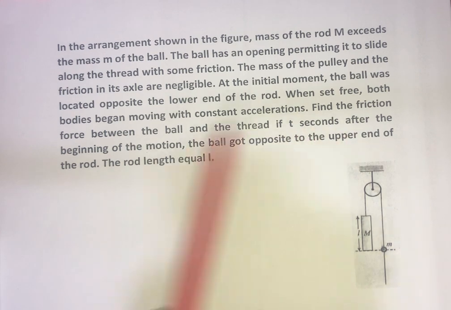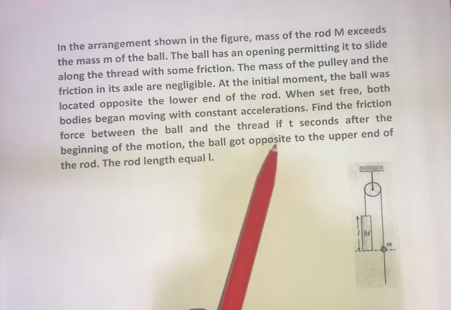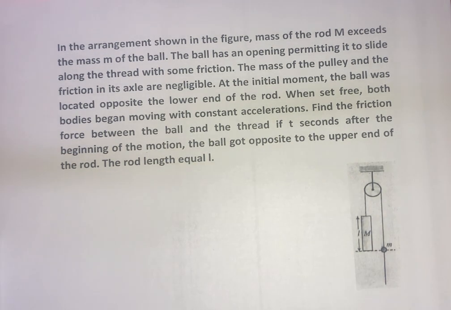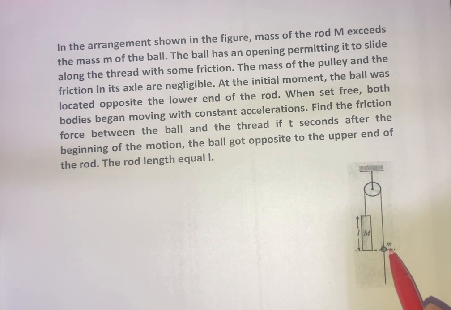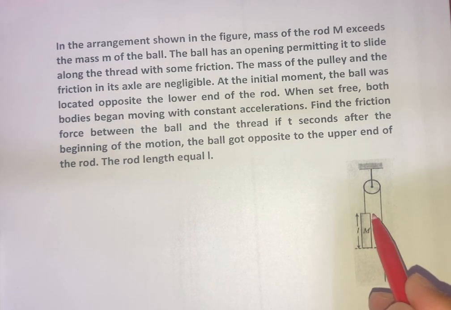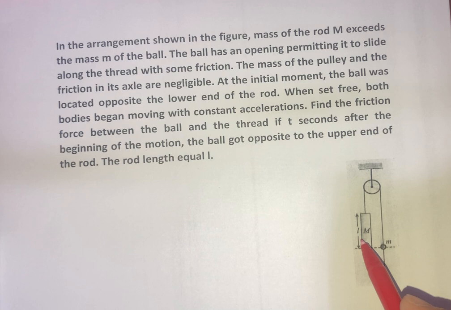If t seconds after the beginning of the motion, the ball got opposite to the upper end of the rod, whose length is equal to L. So this is given as the initial condition. The ball, whose mass is small m, is at the lower end of this rod, whose length is L and mass is capital M, and after t seconds, the ball comes at the upper end of this rod. So the total distance traveled by the ball will be equal to L.